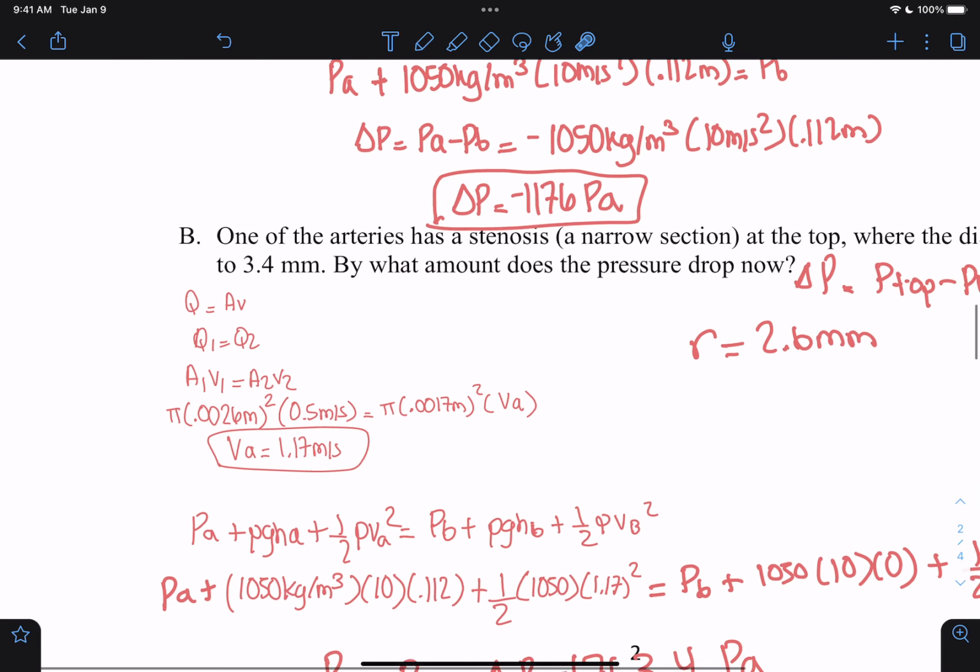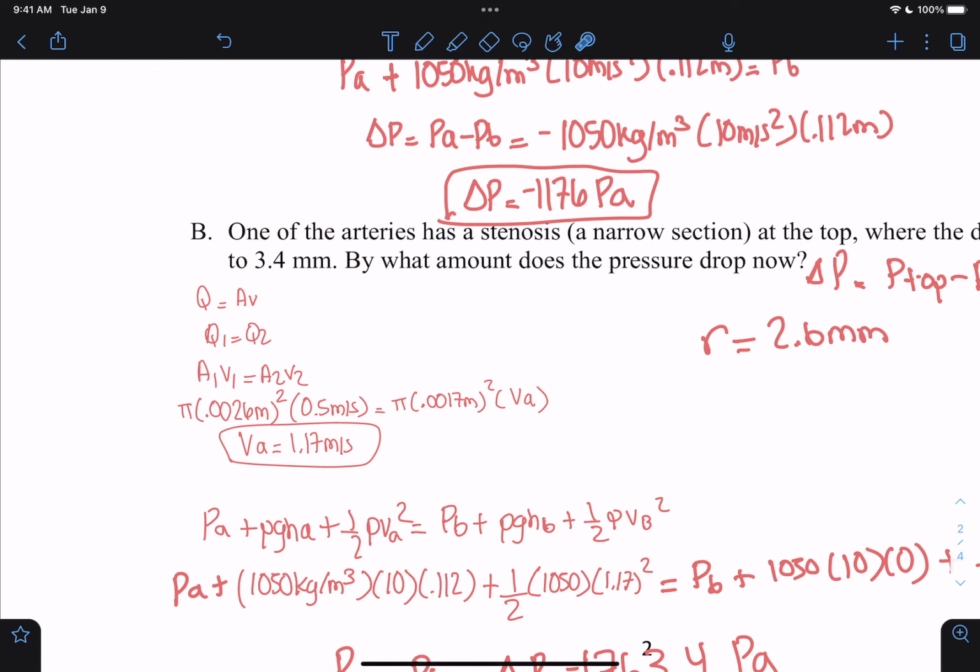And then for the decreased diameter, it went to 3.4 millimeters as my diameter. Diameter is 2 times radius, so if I divide by 2, that gives me 1.7 millimeters for my radius. Converting from millimeters to meters, you just divide by 1,000, so you move 3 decimal places to the left: 1.7, 1, 2, 3. So 0.0017 meters for your radius there.